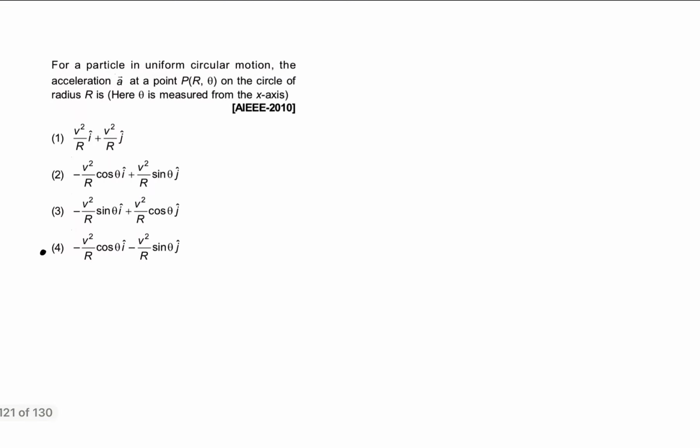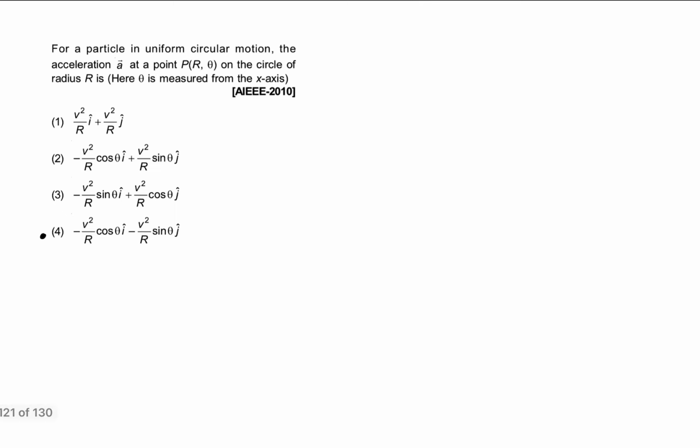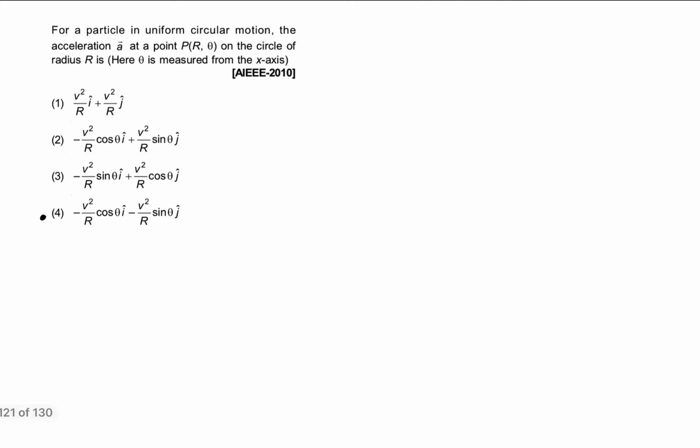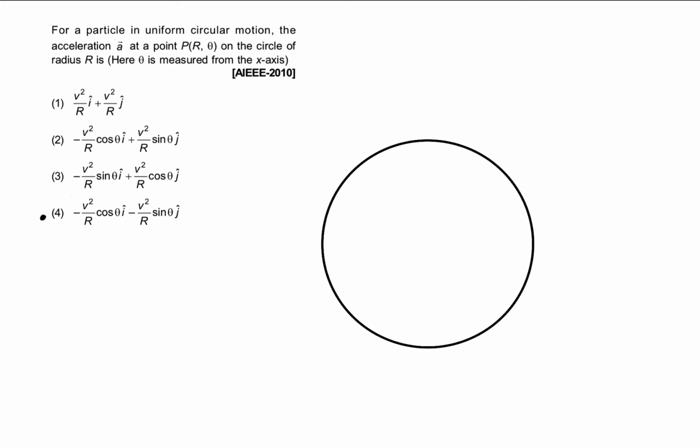Now I am moving to some questions asked in JEE Main, and if possible any JEE Advanced questions, I will discuss now. You can observe: for a particle in uniform circular motion, the acceleration a bar at a point P (r, theta) on the circle of radius r is, let us consider this is a circular path. We can see a particle is moving and it is making angle theta. Let us consider the speed according to the question is v.